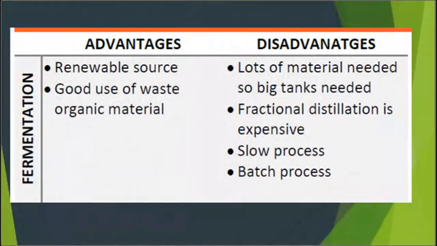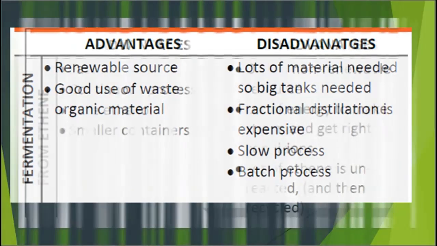So what are the advantages and disadvantages? If we're doing fermentation, renewable sources are being used. There's a good use of waste organic material. On the downside, a lot of material is needed, so big tanks need to be prepared. Fractional distillation is an expensive process. It's a slow process and it's a batch process, right?